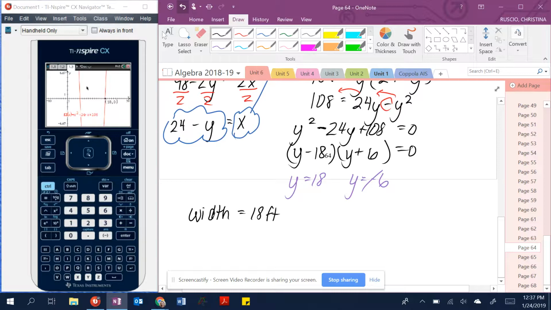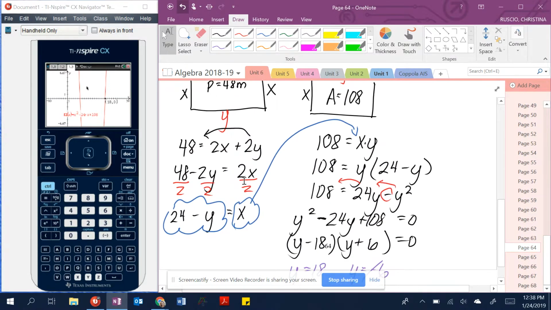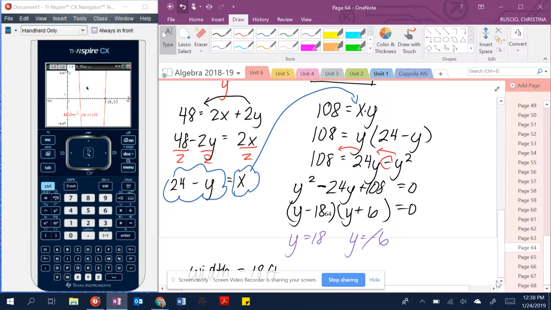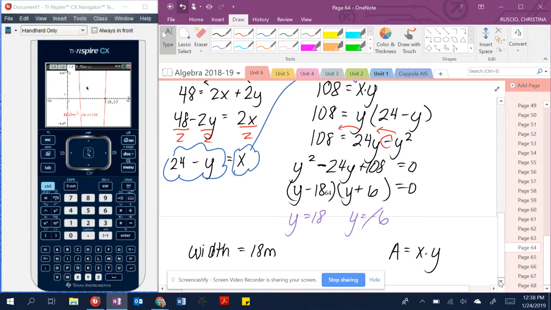feet, I'm pretty sure, or was it meters? I better check up here. Meters, of course it is. And then we need to figure out the other value, but we can do that by using the formula. Area was equal to x times y. In this case, our area was 108.